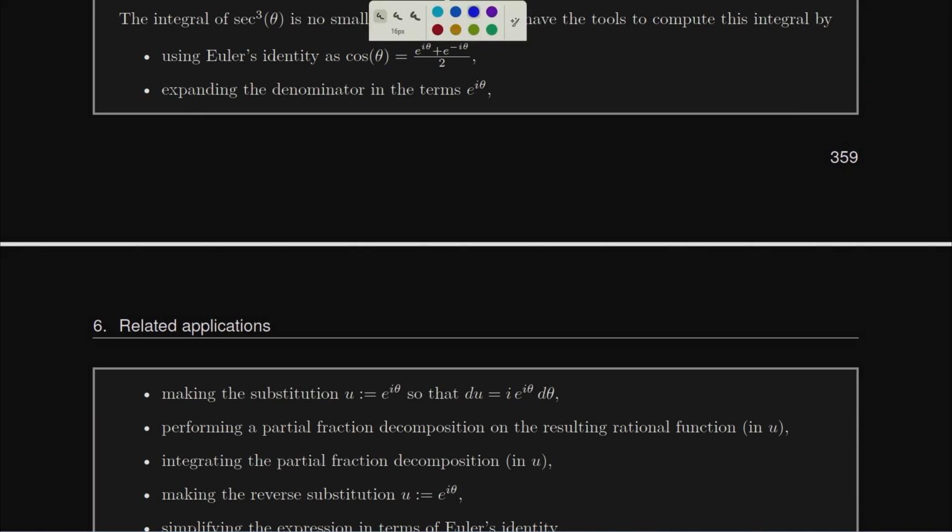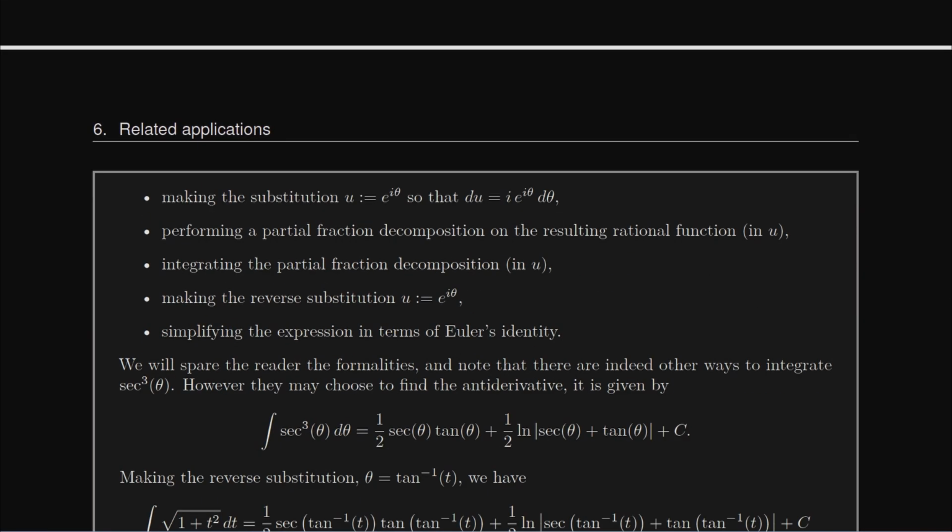You have to follow this process where you start with Euler's identity, cosine being e to the I theta plus e to the minus I theta all over 2, and secant is 1 divided by that. So you're going to cube that. Then you're going to expand that denominator in terms of e to the I theta. Then you're going to go ahead and make a substitution. U is e to the I theta, so that du is I e to the I theta d theta, or equivalently I u d theta, or equivalently that d theta is minus I 1 over u du. So you make those substitutions. That will give you a rational function in the variable u.